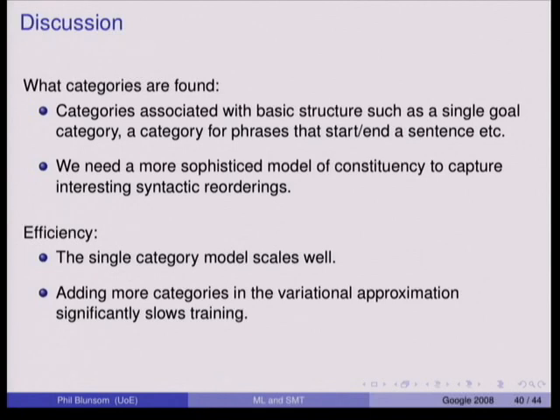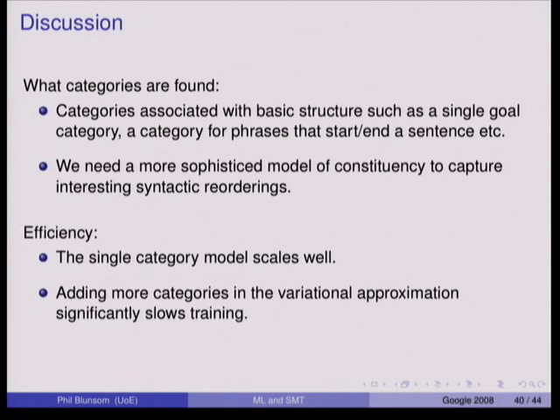So to summarise what we've found, these are just initial experiments. My feelings are that what we're talking about here is an extremely simple model of constituency. If we do want to capture interesting syntactic reorderings in an unsupervised way, we're going to have to do more heavy modelling. We're going to have to look at context and things like that.